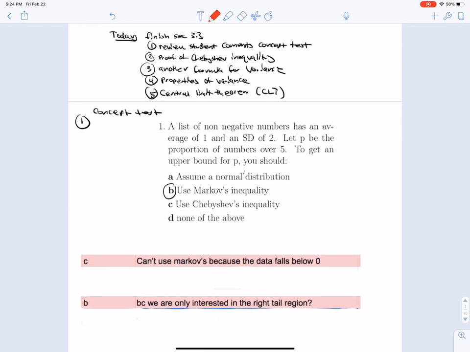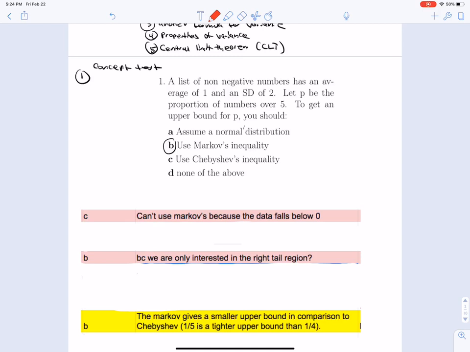A list of non-negative numbers has an average of 1 and an SD of 2. Let P be the proportion of numbers over 5. To get an upper bound of P, you would need to use Markov's inequality, but not always for the reasons that some of you said. One person said C can't use Markov because the data falls below 0. No, I wrote that the data is in fact non-negative numbers. So you can use Markov.